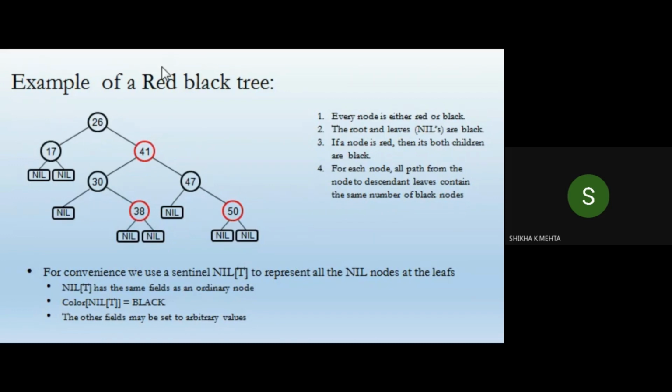So let us say we start looking at the nil node from the bottom, and then look at the path from 26, 41, 47, 50. Here you can say we have two black nodes, right? Then we see another path, 26 to 17, we have two black nodes. 26, 41, 30, we have two black nodes. 26, 41, 30, 38, we have two black nodes. So here you can see on every path we have two black nodes. That means the fourth property is also satisfied. That means we can say this tree is a red black tree.